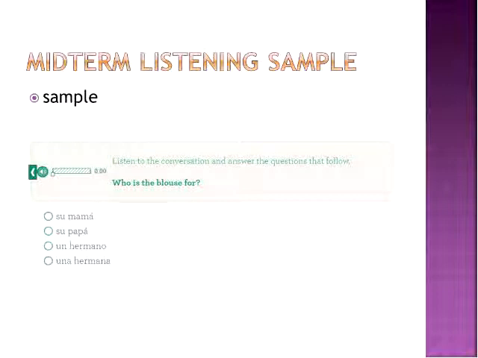All right, that completes the vocabulary and grammar section of the review. And here's a sample of what you can expect on the listening portion. When you click the button, you'll be listening to a short conversation in Spanish, and then you'll have a question to answer with a choice to make for your answer. So the question on this one is, who is the blouse for? And then you have to choose su mamá, su papá, un hermano, or una hermana. Okay, but you have to listen to know the answer.